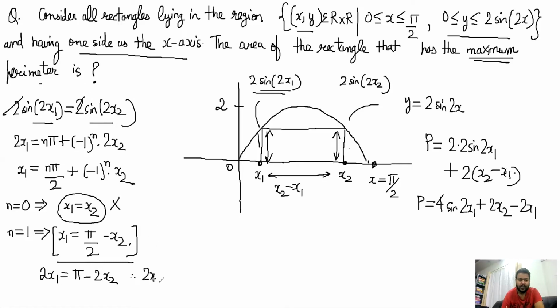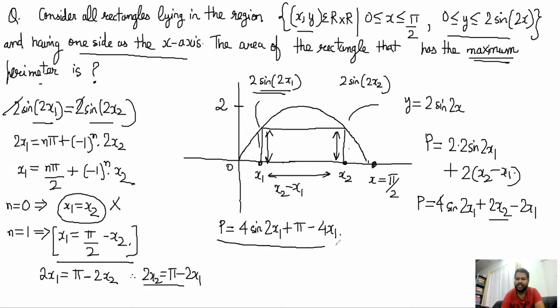Therefore, 2x2 is equal to pi minus 2x1, right? So I'll put 2x2 is equal to pi minus 2x1 here, so I'll get everything in terms of x1. So perimeter becomes 4 sine 2x1 plus pi minus 2x1, so it becomes plus pi minus 4x1, right?